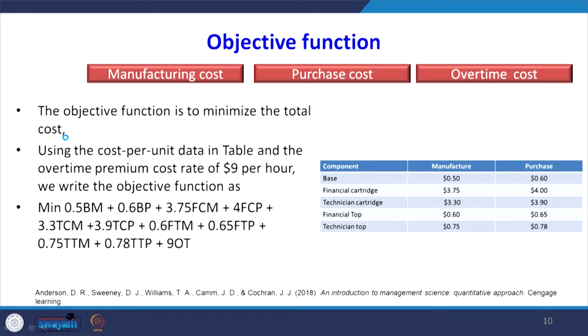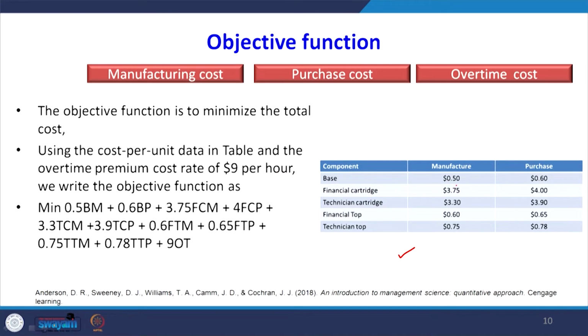Now, the objective function which I am going to formulate will have three components: a manufacturing cost, a purchasing cost, and an overtime cost. We have to add all these costs, and that total cost has to be minimized. We decide how much of each component is made in house, how much is purchased from outside, and how much overtime we should utilize, because there is a cost for overtime also. So, the objective function is to minimize the total cost. Using the cost per unit data from this table and the overtime premium rate of $9 per hour, which I mentioned in the previous slide, we can write the objective function.